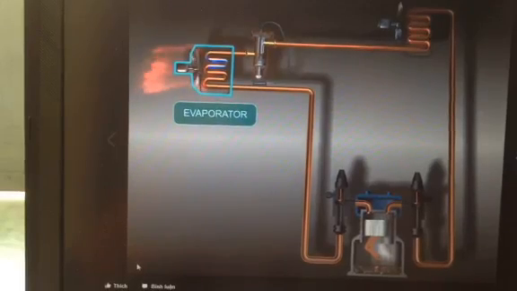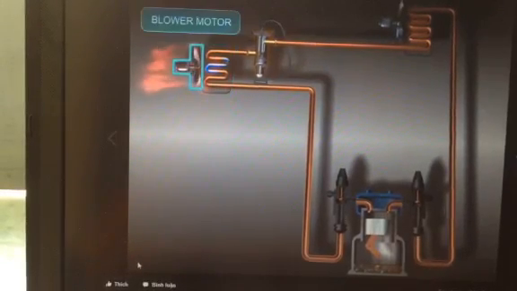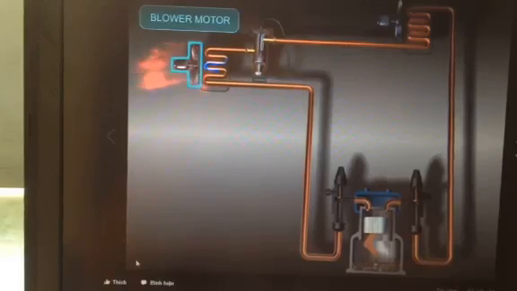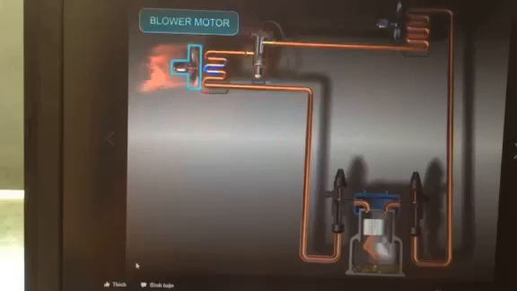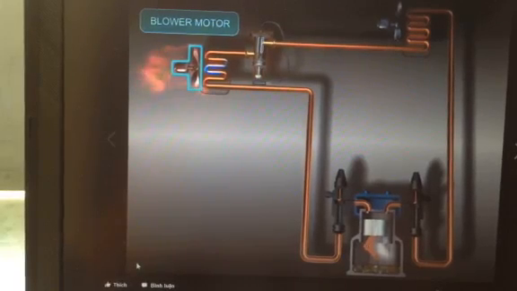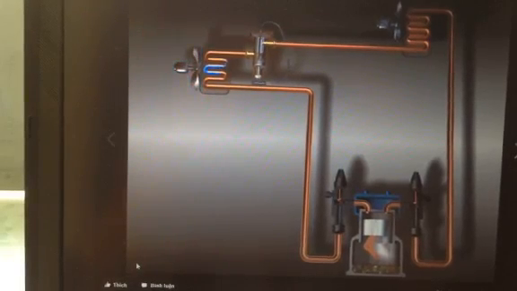This heat is pushed through the coil with the help of the evaporator blower motor, and this heat will be absorbed by the low pressure and temperature liquid refrigerant inside the evaporator. When the heat is absorbed, the liquid refrigerant will boil off and change its physical state from liquid to gas.